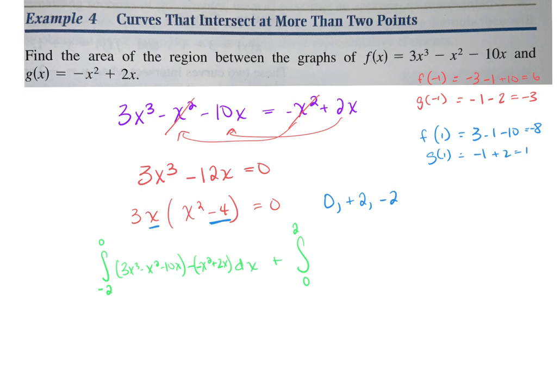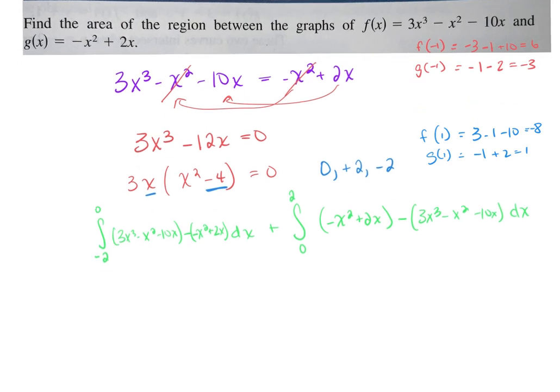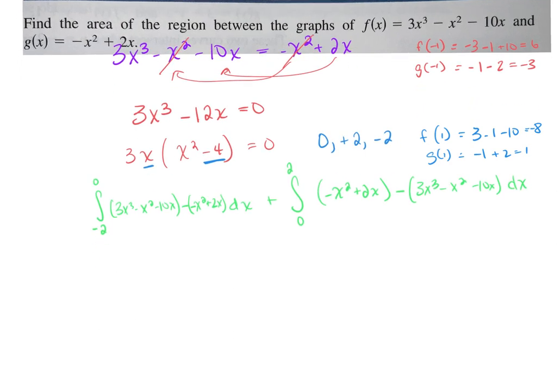So now for this one, we're going to say g of x first. Well, that's negative x squared plus 2x. And we're going to subtract the f of x, 3x cubed minus x squared minus 10x. So you have to figure out which is higher for each one of those. And then you can just do your integration. Simplify it first, it'll make your life easier. Negative 2 to 0, we have the 3x cubed, which is by itself. We have a negative x squared minus a negative x squared, those will cancel. And then we have negative 10x minus 2x.